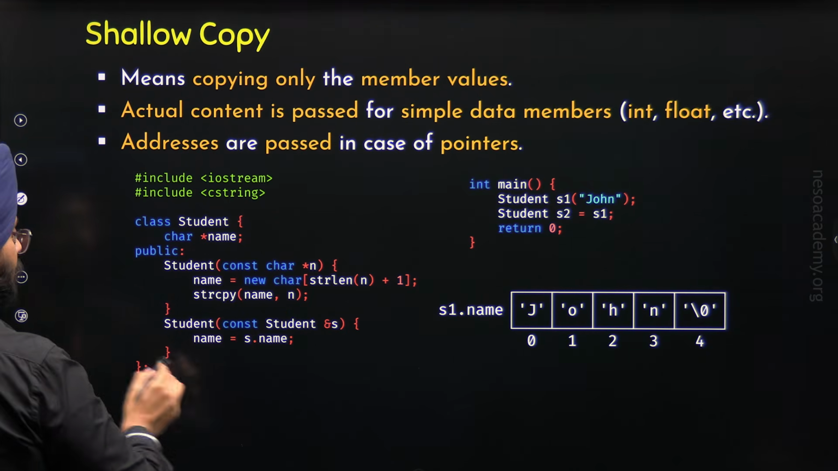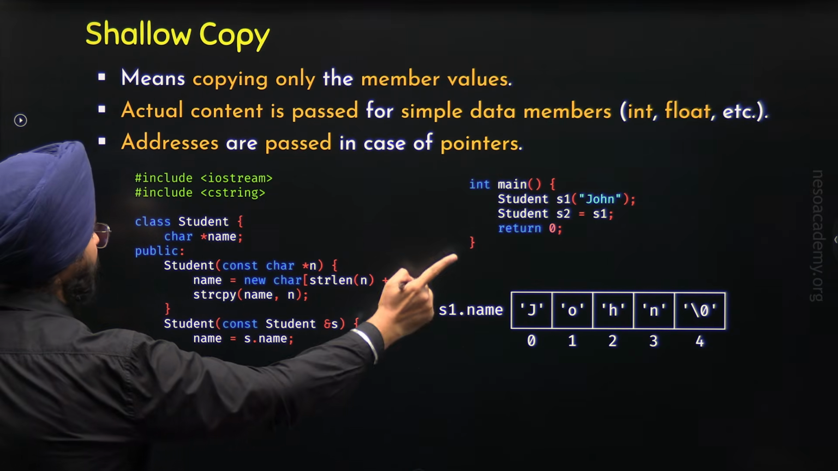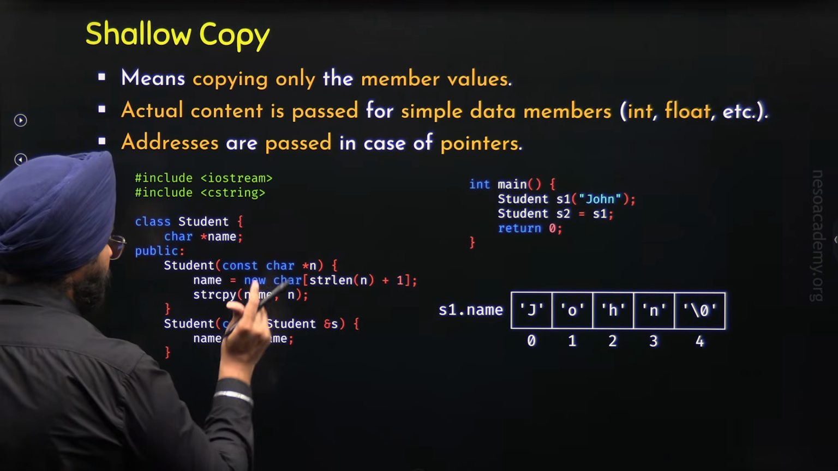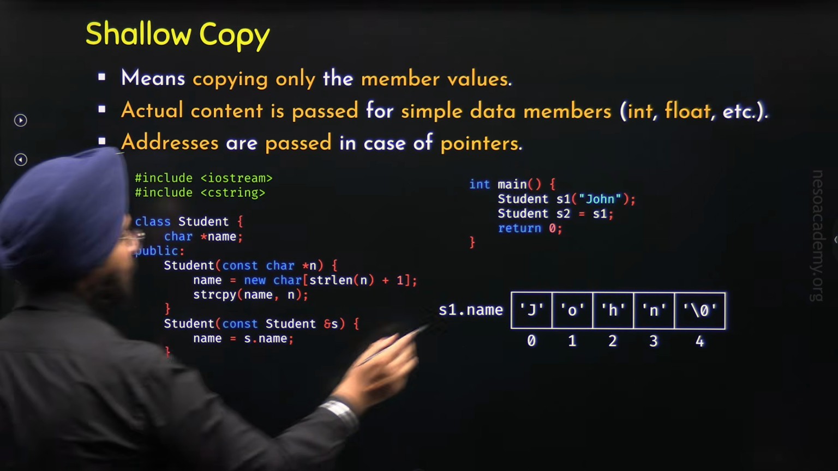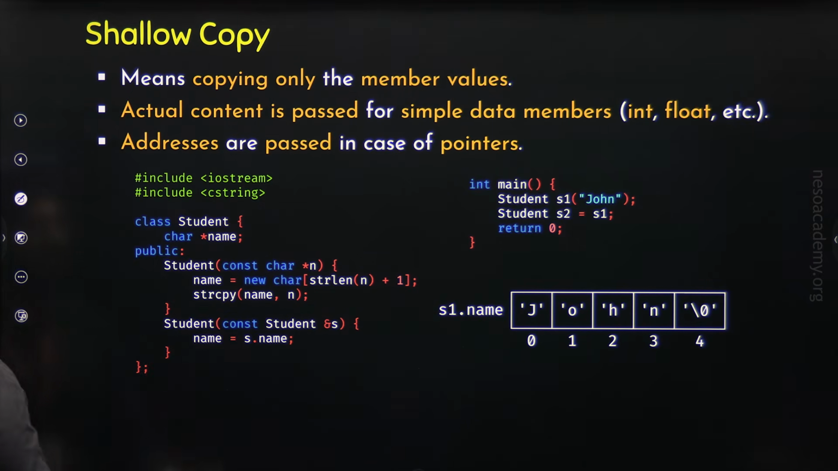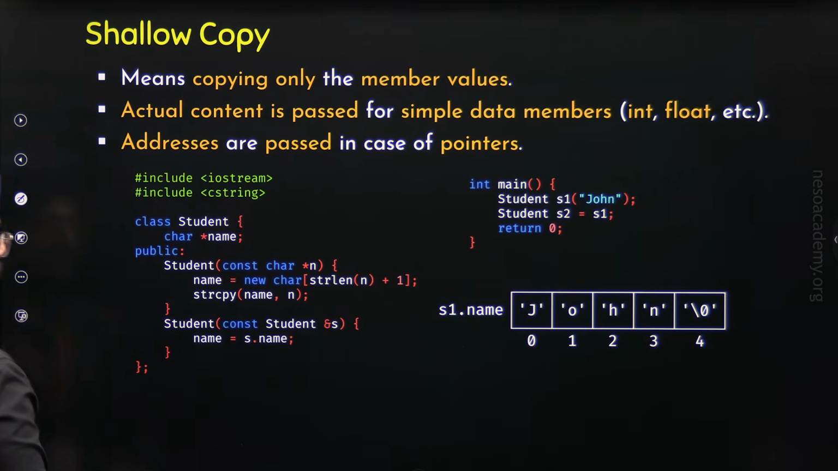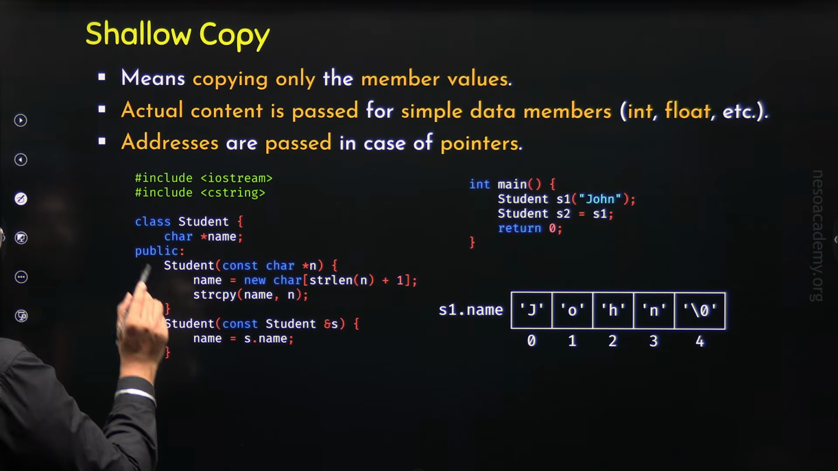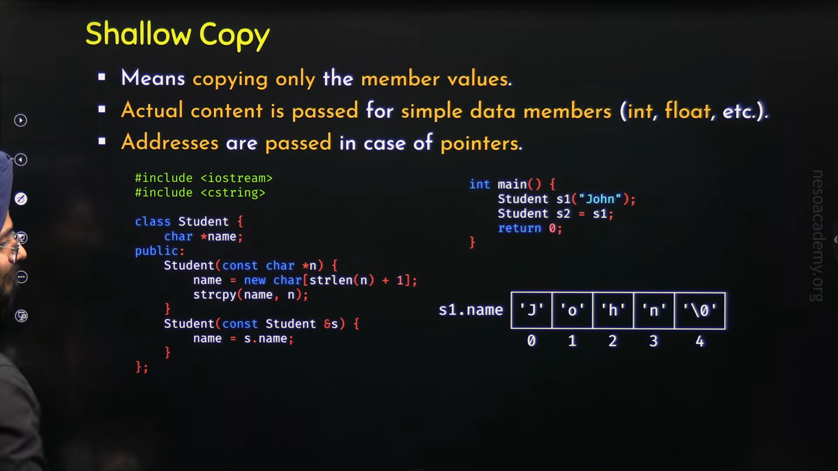This is the copy constructor, which has the reference to some object of this class. Here I have specified constant because the reference will not change. This is the reference to S1. So we can say here we have S1.name. And because this constructor is called by S2, here we will have S2.name. So S2.name will hold the address stored in S1.name.